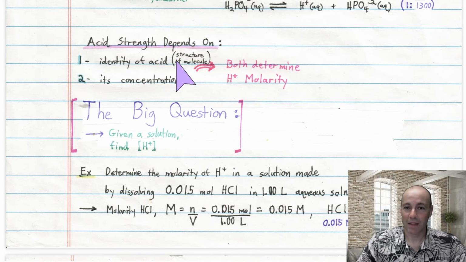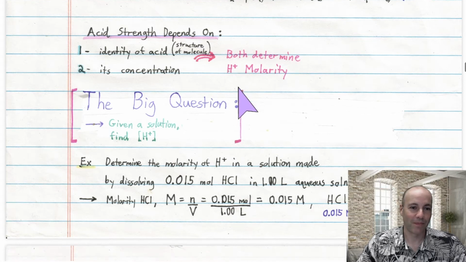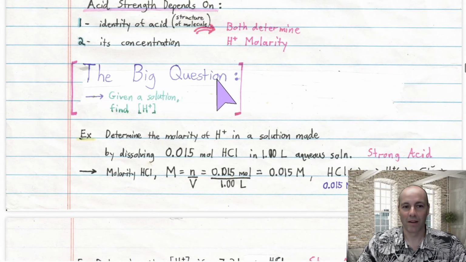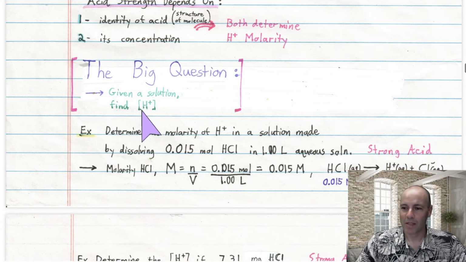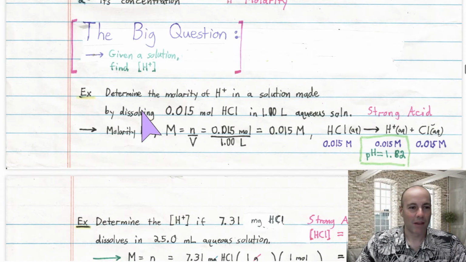Given the identity of the acid and its concentration, you'll be asked to calculate the proton concentration. That's the big question in the acid and base chapter in your Gen Chem text. Okay, given a solution, find the proton molarity. And molarity is represented by brackets here. So what is the proton molarity? Let's do an example of such a calculation.